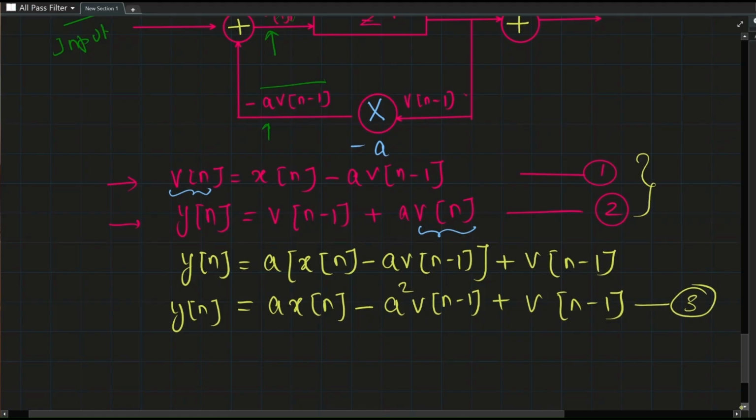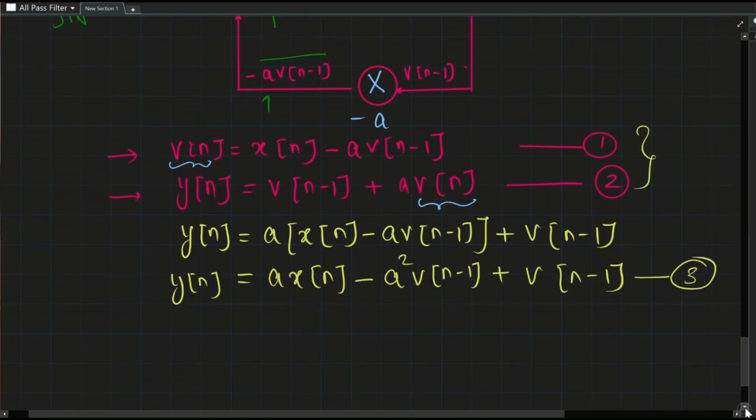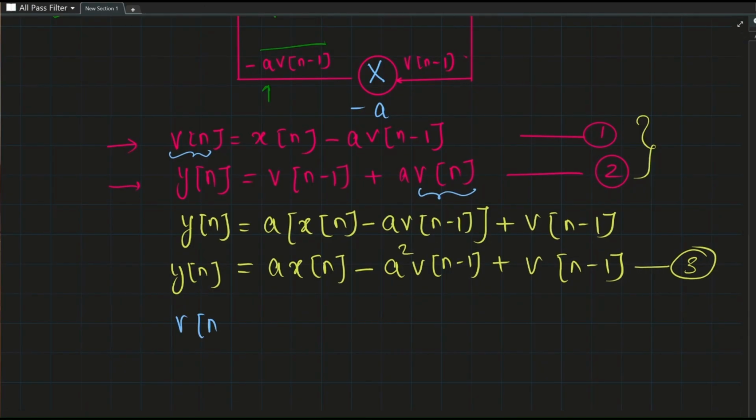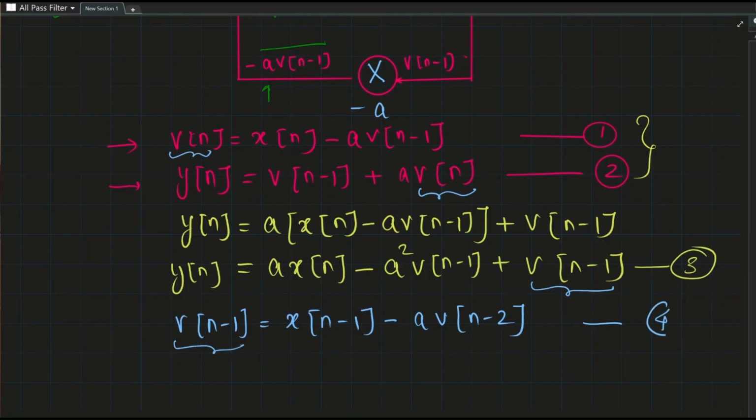Let's go back to these equations here, 1 and 2, and travel back in time. So this is Vn. I can take one time step in the past, and I can rewrite this equation like this. Vn minus 1 can also be written as xn minus 1 minus a Vn minus 2. Why I have done this: if you see, this component can straight away be replaced by this expression. So this becomes my equation number 4.